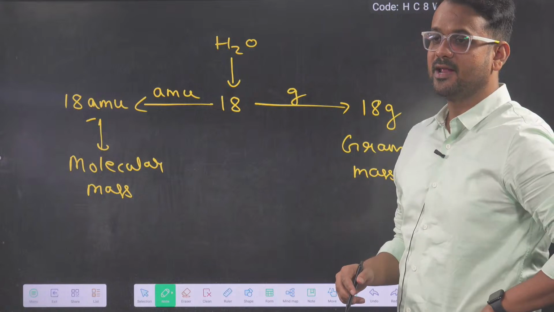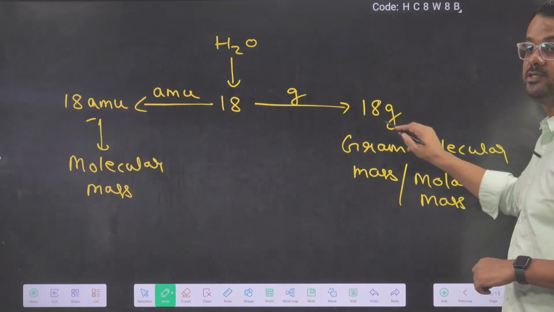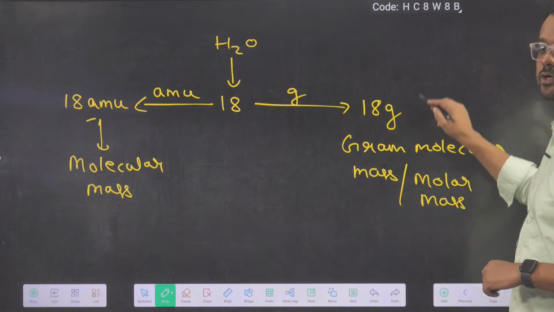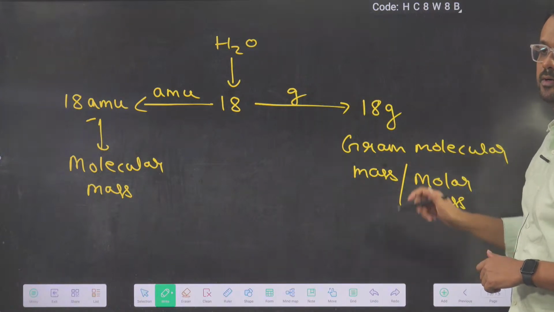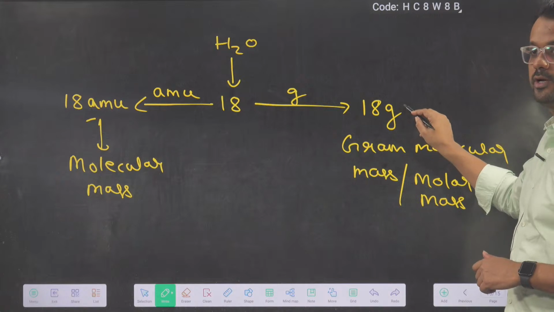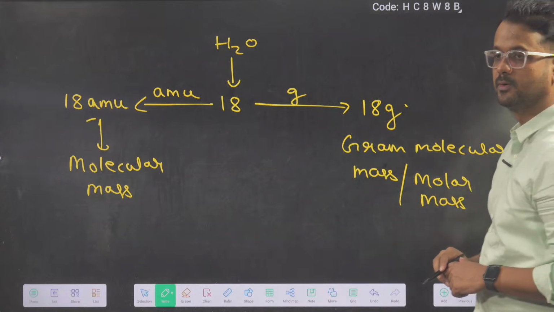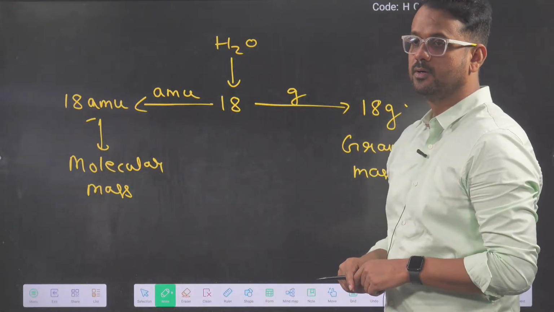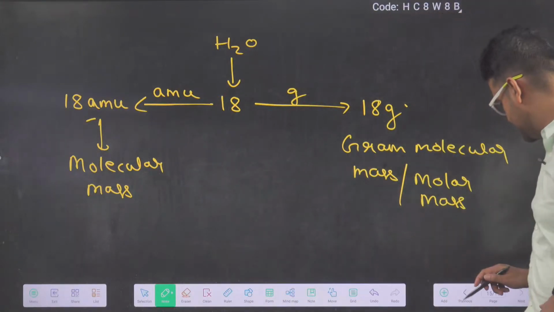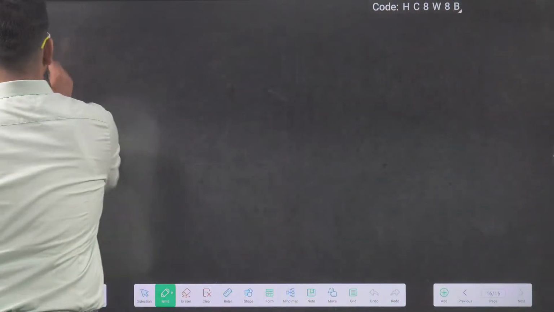So I hope this is clear, everyone. This is the mass of 6.02 into 10 to the power 23 molecules, and this is the mass of one molecule. Okay? Chalo, let's do some more questions on this.